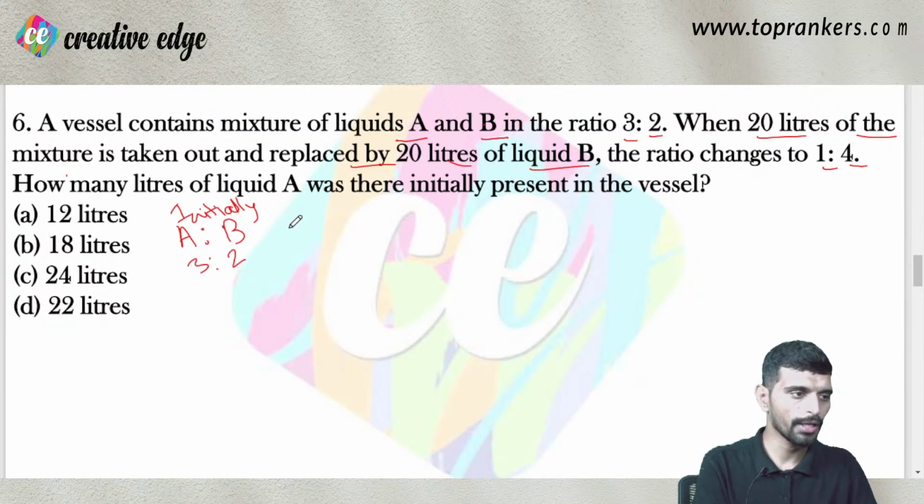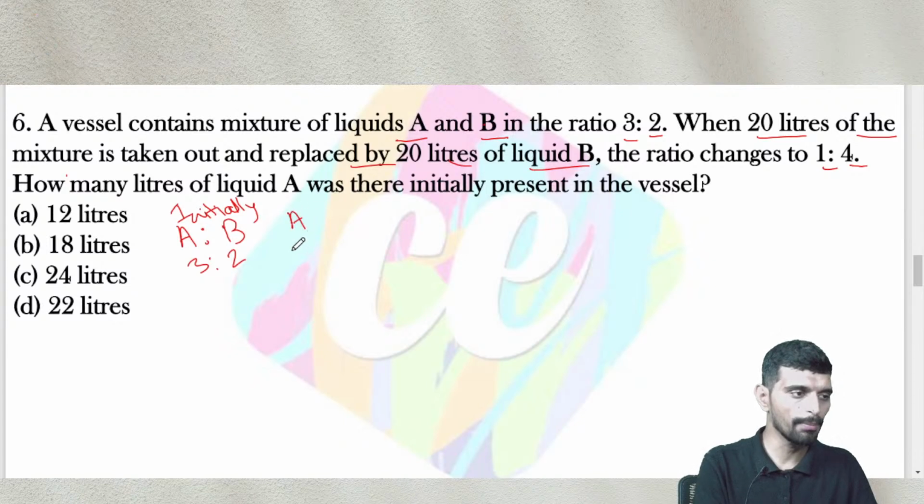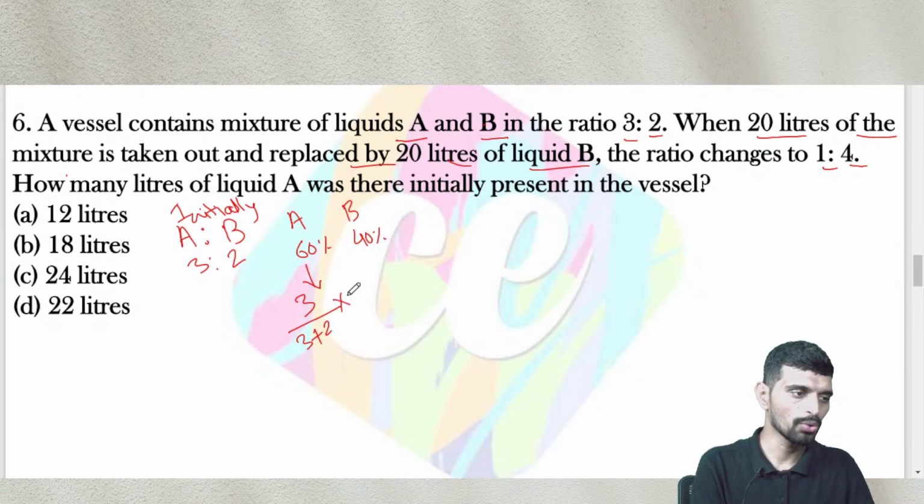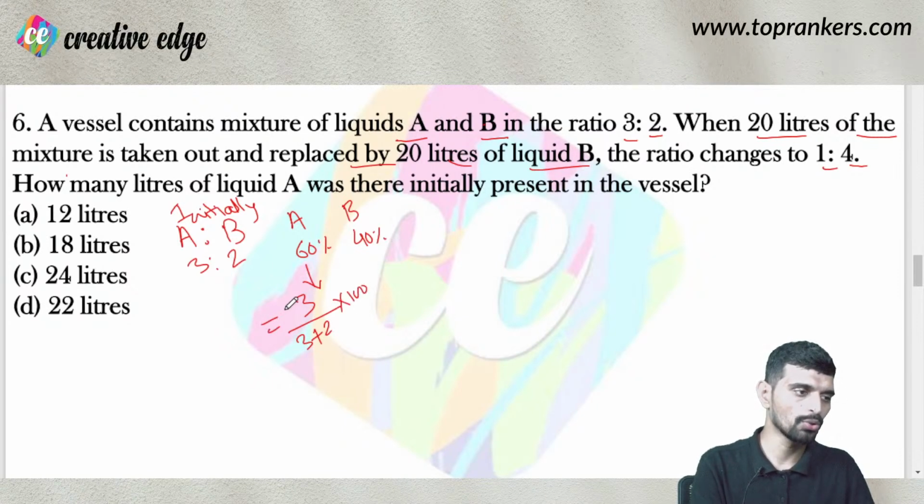So the percentage of liquid A initially is 60% and the percentage of liquid B is 40%. How can I calculate this? 3 upon 3 plus 2 into 100. So if you do the math, you will get 60%. So 100 minus 60 gives you 40%.